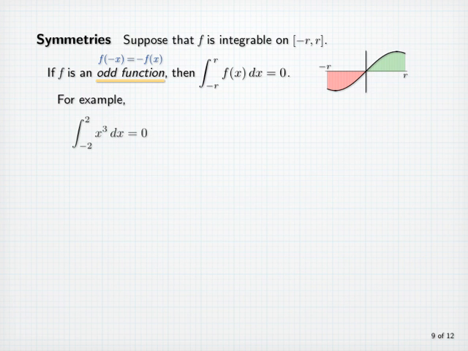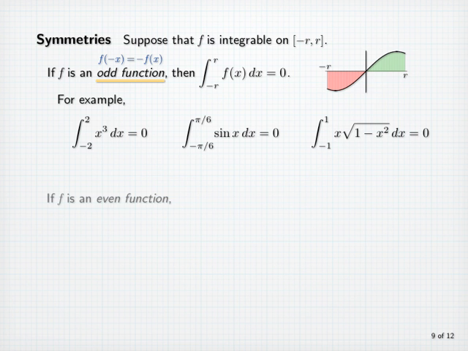For example, the integral from minus 2 to 2 of x cubed is 0 because x cubed is an odd function and the interval over which we're integrating is centered at 0. Also, the integral from minus pi over 6 to pi over 6 of sine x dx will be equal to 0 since sine is an odd function. The integral from minus 1 to 1 of x times the square root of 1 minus x squared dx will also equal 0 since we're integrating an odd function over an interval centered at 0.